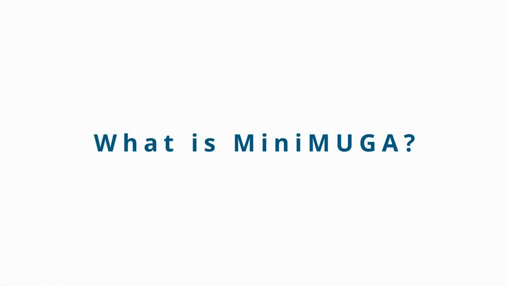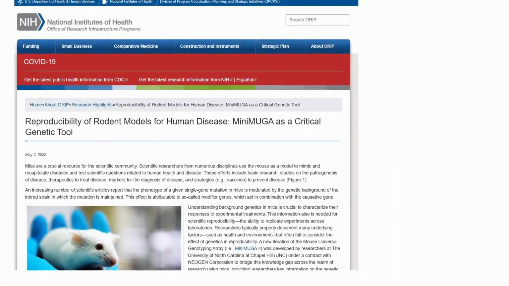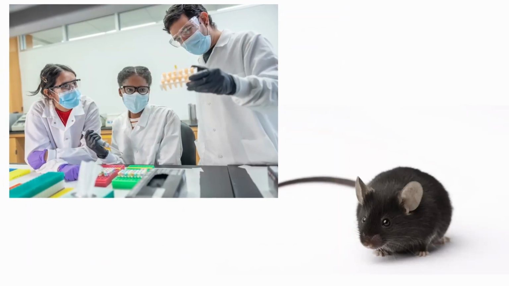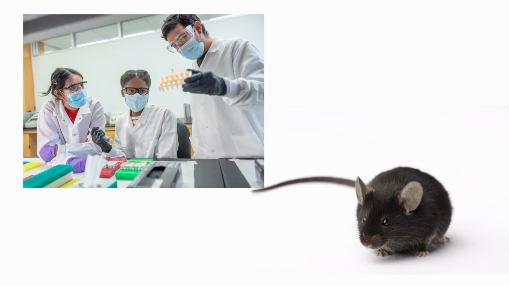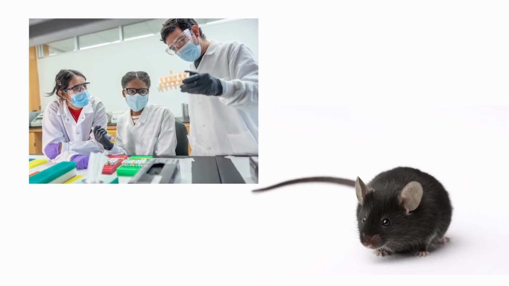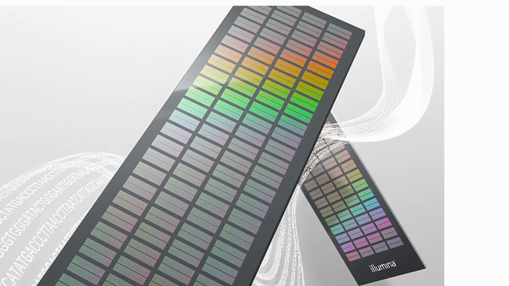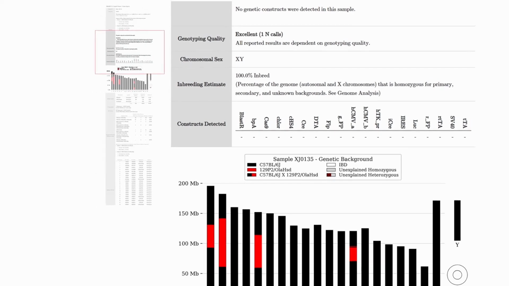MiniMUGA is a genetic quality control platform designed to improve rigor and reproducibility in mouse research. It provides the researcher with a cost-effective tool to determine key information about the genetic features of laboratory mice. MiniMUGA consists of a custom Illumina Infinium genotyping array, along with an easy-to-interpret sample report that summarizes key findings.